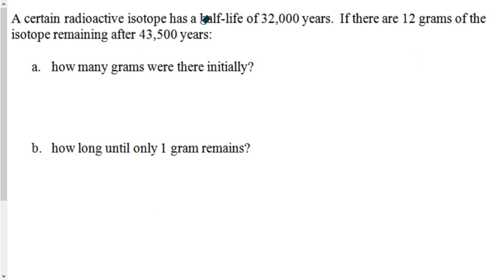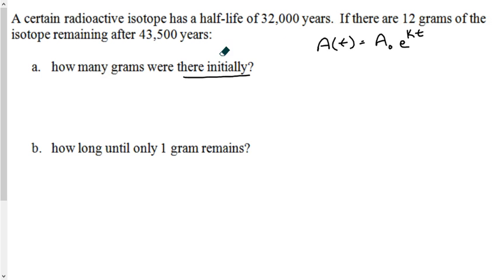A certain radioactive isotope has a half-life of 32,000 years. Right? The decay rate on that is just such a small number, and so it's maybe a little easier to talk about in terms of a half-life. If there were 12 grams of the isotope remaining after 43,500 years, how many grams were there initially? So we want to know about the initial amount. Remember, we can do a couple different things. One, we can use this formula that we've been working with. It's a nice little formula. And we're just going to try to solve for the initial amount.